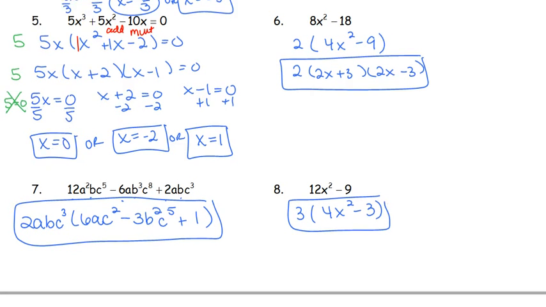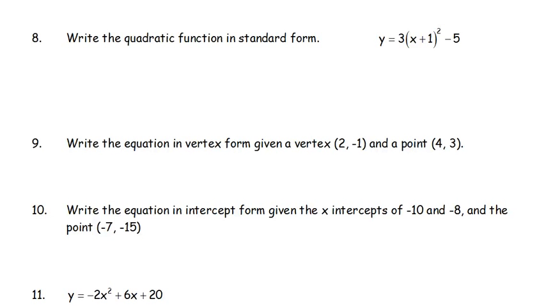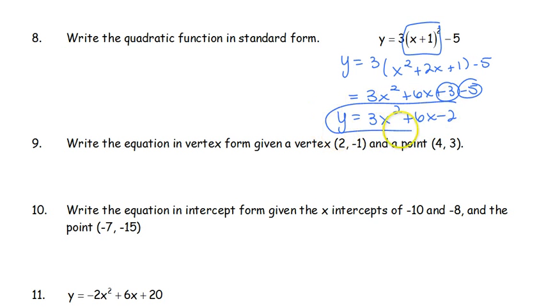Go ahead and flip that sheet on over to the back side. And we want to write the equation of the function in standard form. If we have this in standard form, we are going to FOIL. And we're going to FOIL that first to get x squared plus 2x plus 1. Then the next step of order of operations is to distribute that 3. And then combine our like terms. So we've got y equals 3x squared plus 6x minus 2.